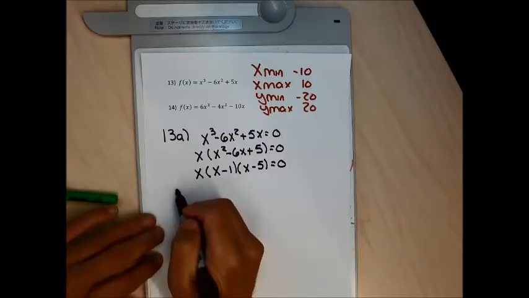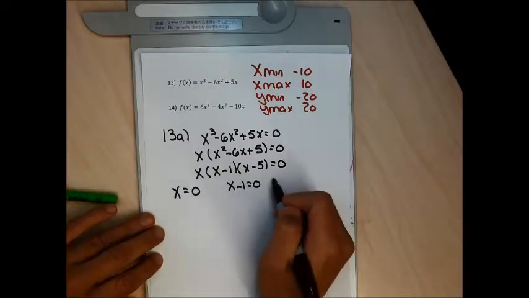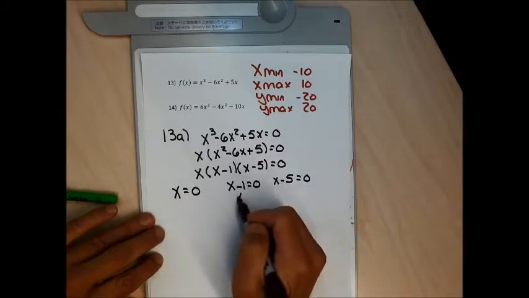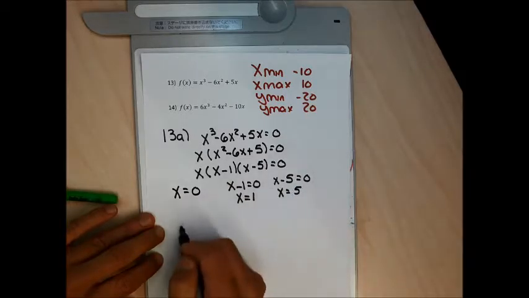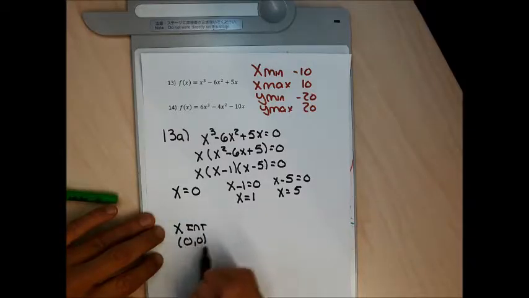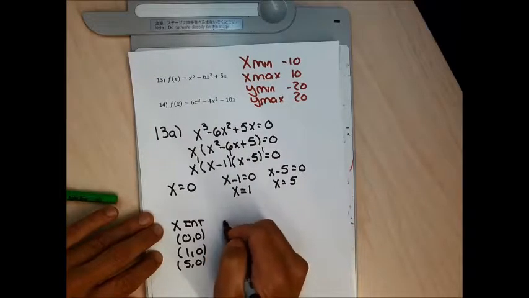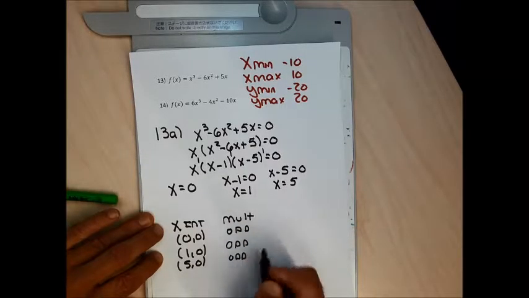Now I'm going to set each of the factors equal to 0. This gives me x equal to 0. The middle one gives me x equal to 1. The far right one gives me x equal to 5. So for my x-intercepts, I'm going to say it's (0, 0), (1, 0), and (5, 0), and each one of these has an odd exponent of 1. So for the multiplicity, for each of these, it's going to be odd, odd, and odd.